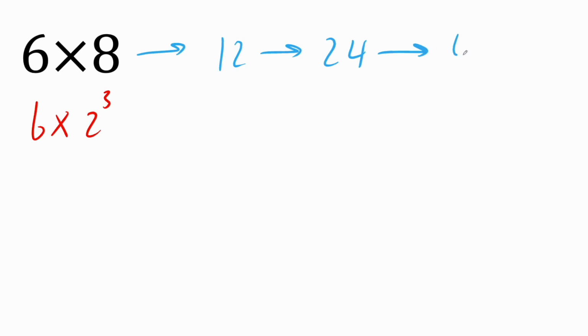Now with times 8, we need to double it 3 times. The whole idea is it's 6 times 2 cubed. So 6 times 2 is 12, 12 times 2 is 24, and 24 times 2 is 48. And so that's our final answer.